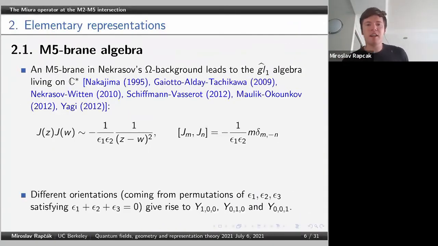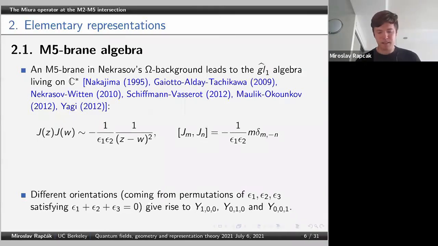Okay, so let me start telling you what the M5 brane algebra is. It has been known for quite some time and basically dates back to the work of Nakajima in 1995, and it was later interpreted by physicists. Many people contributed to the field. But basically, the simplest statement is that if you take a single M5 brane and an omega background, as we did a couple of slides back, these lead to the GL1 Kac-Moody algebra living on the C star.